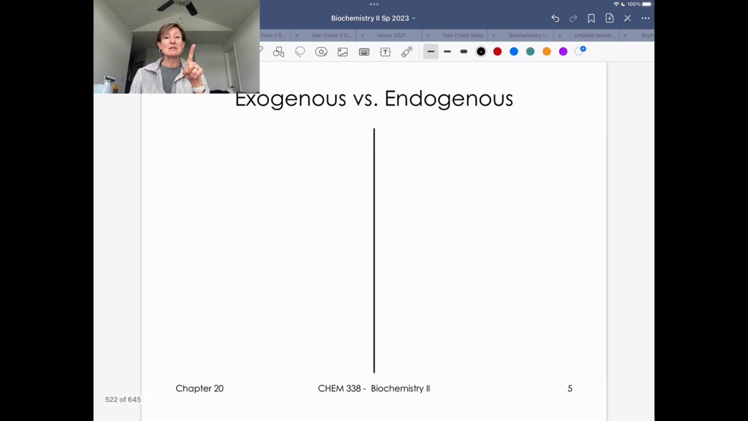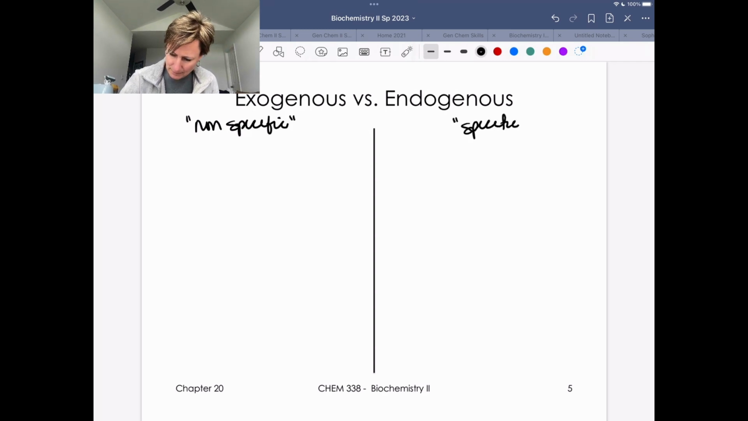Let's spend a minute and talk about the endogenous arm. How do we break down proteins once they're already in our body? We're not talking about digestion and getting them into our bloodstream. I'm going to break this into two stories and two arms. I'm going to talk about non-specific degradation and specific degradation. Okay, so when I'm talking about non-specific degradation, I'm talking about lysosomal degradation.